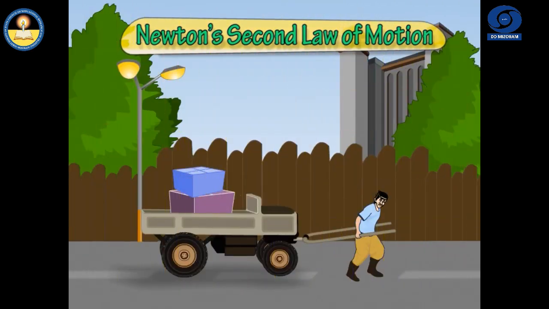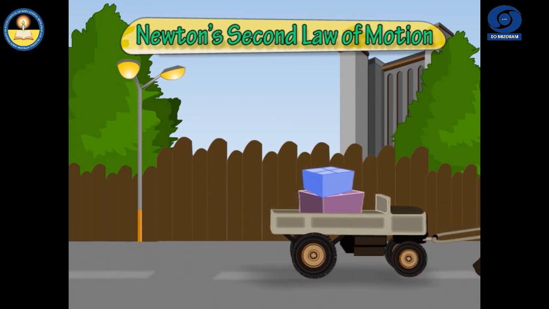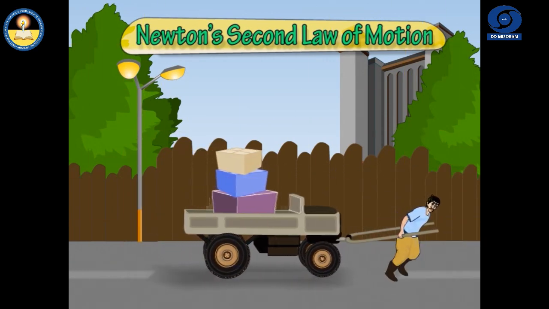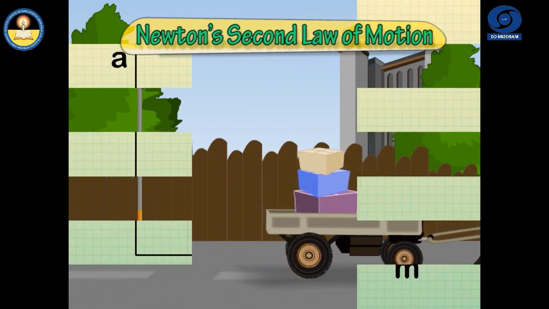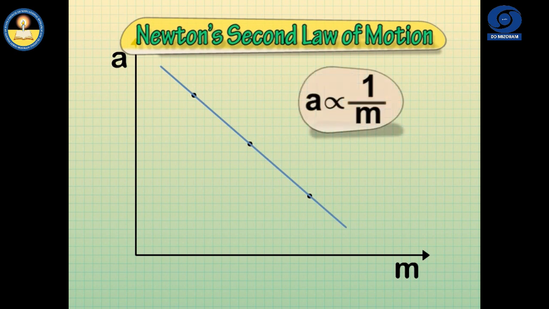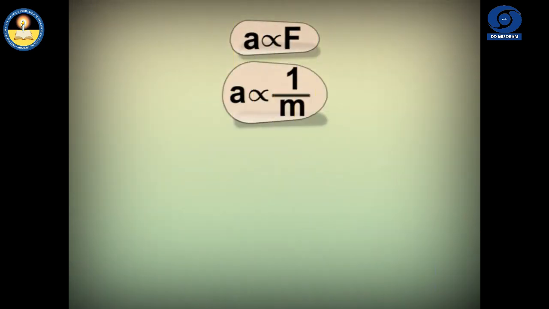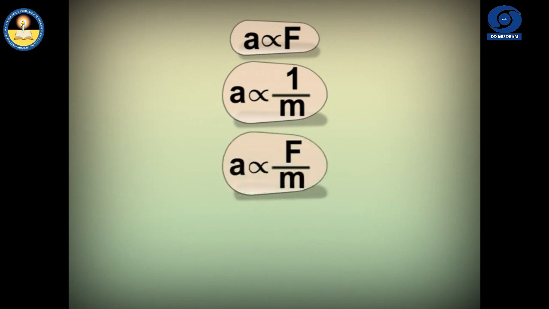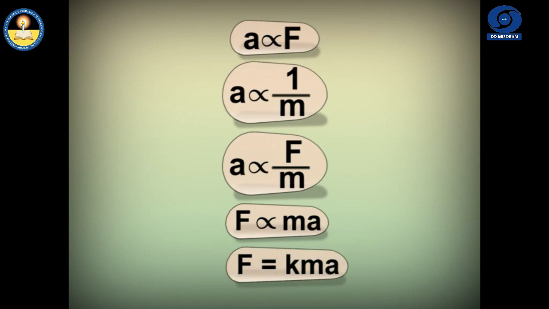When we apply the same force on unequal masses, it can be seen that on increasing the mass, acceleration decreases, and the graph between acceleration and mass again comes out a straight line graph, but with a negative slope. This shows that the acceleration attained by the body depends inversely upon the mass of the body. On combining the two conditions, acceleration depends upon the ratio of force and mass. In other words, force depends upon the product of mass and acceleration.